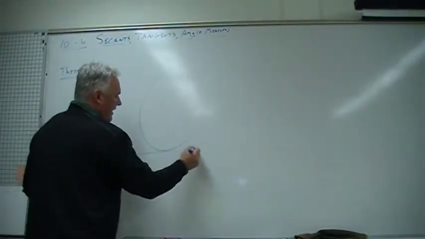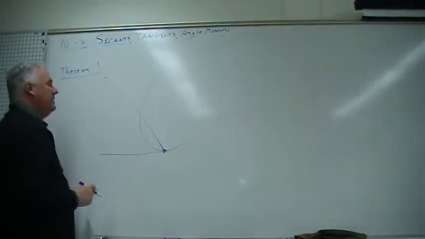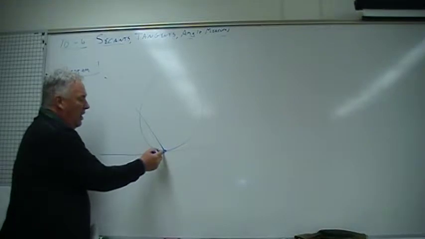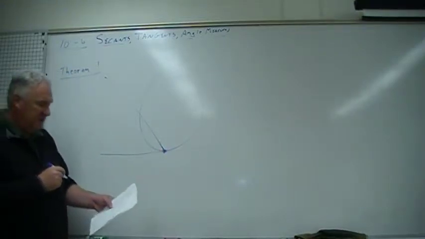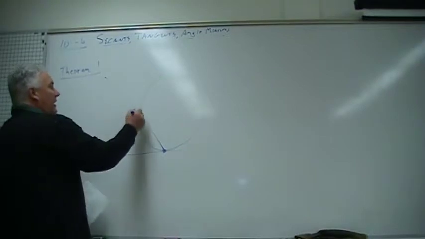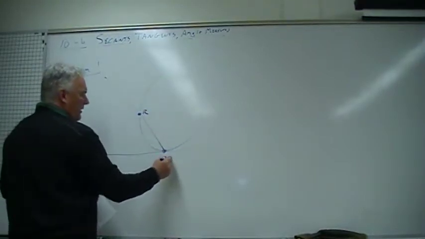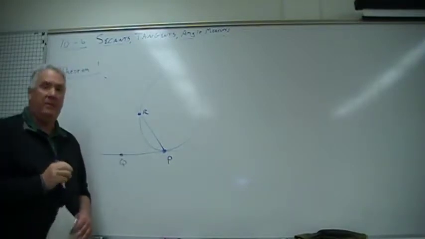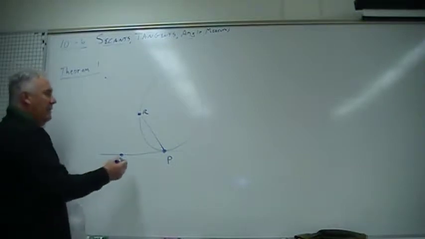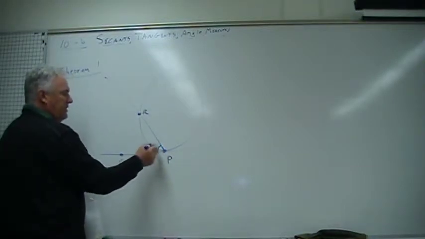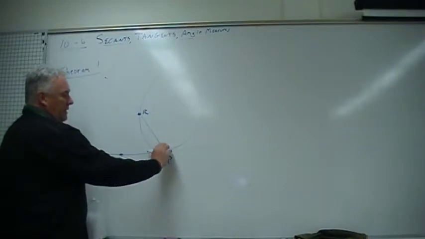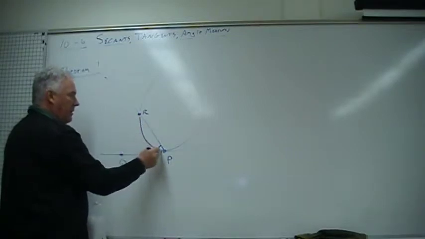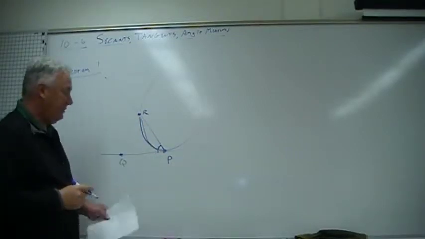deals with a tangent and a secant where the tangent and the secant have a common point. They intersect at the point of tangency. And in this case, if this is point R, this is P, and this is Q, the rule of this theorem says this angle that's created by the secant and the tangent is half of that arc measurement. Okay?